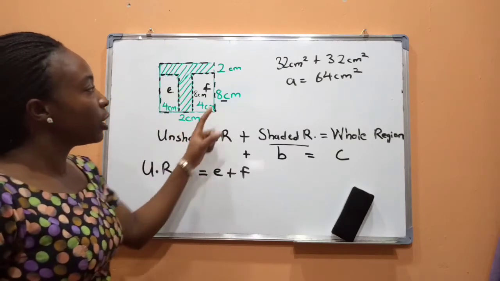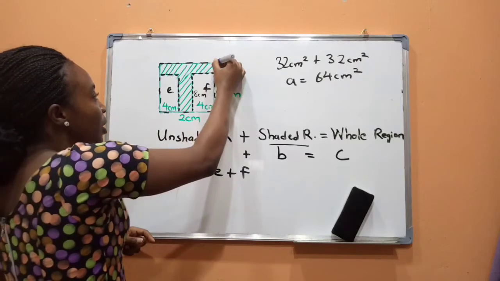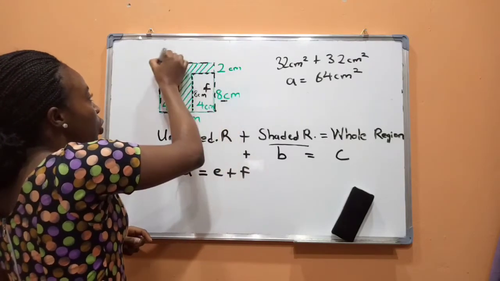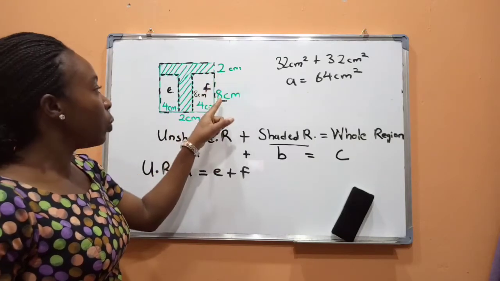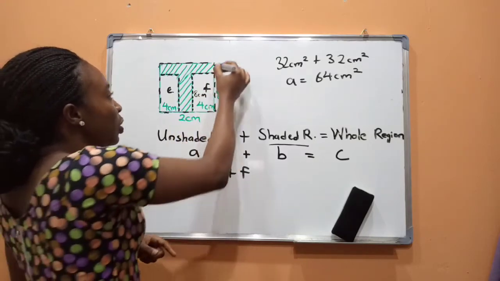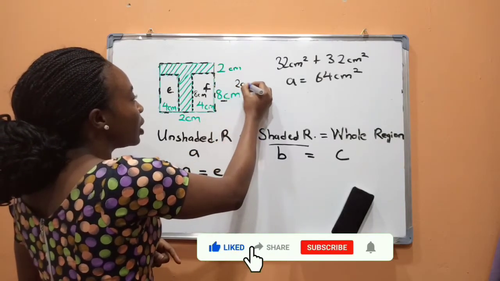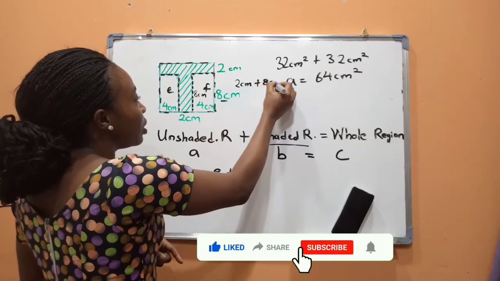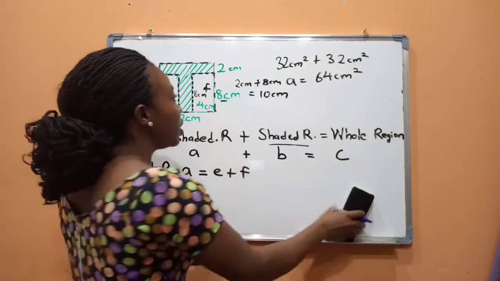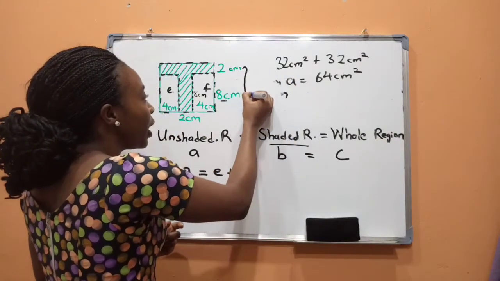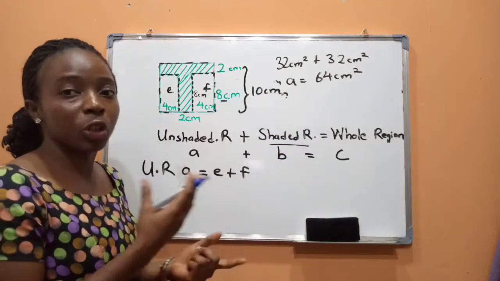So for us to find the area of the whole region, we need to know this length and this one too, okay? What is it? If you take a look at this one, we have 2 here and we have 8 here. So for us to know the entire length of this shape, we simply say 2 centimeter plus 8 centimeter. It gives us 10 centimeter. What that means is this: from here to here is 10 centimeter. So that's what we are going to be working with.